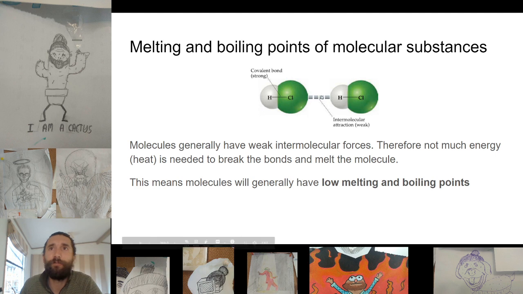Molecules generally have very weak intermolecular bonds, so that means not much energy is needed to break the bonds and melt the molecule. So if it's a substance with a low melting point or a low boiling point, such as oxygen or hydrogen gas, it's probably going to be a molecule. So molecules have low melting and boiling points.